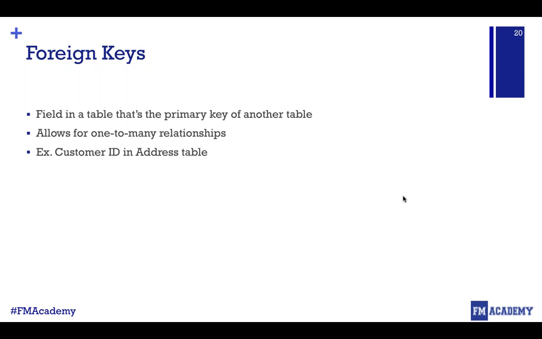Okay, so then foreign keys. Foreign keys are a field in the table that's the primary key of another table. Foreign keys are what make one-to-many relationships work. So for example, to make the one-to-many relationship between customers and addresses work, where you can have multiple addresses for a customer, you're going to need a customer ID foreign key in the address table.